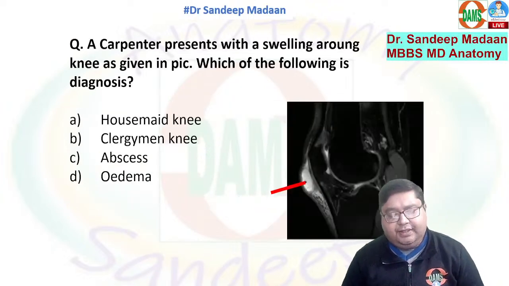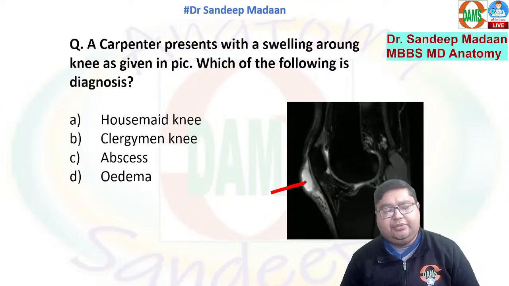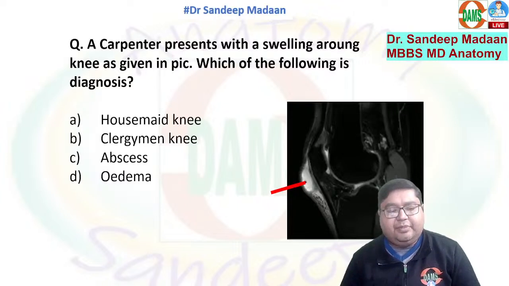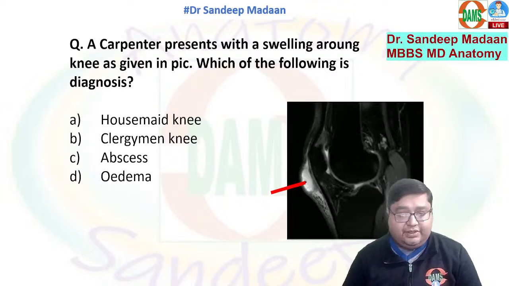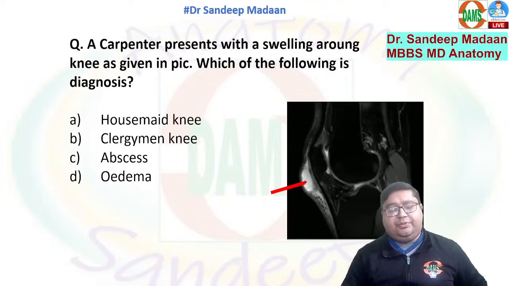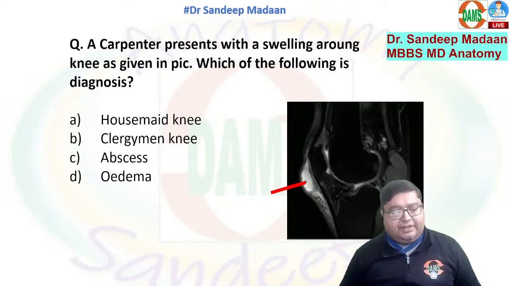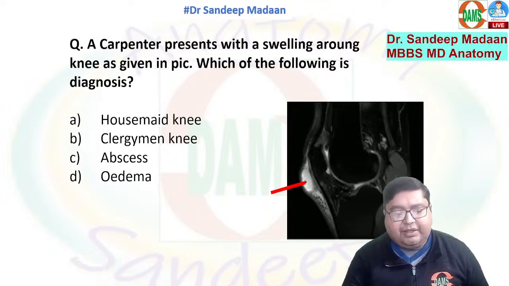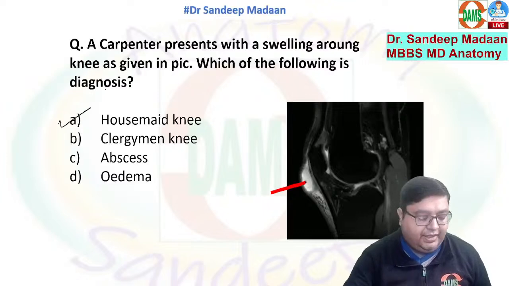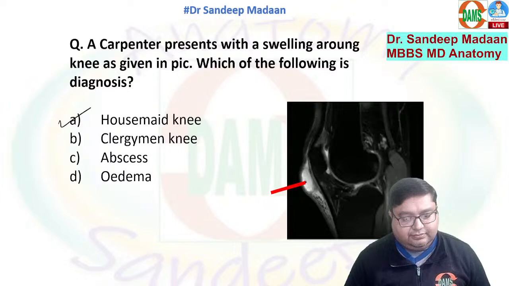Now here I couldn't get the complete picture, but whatever I could get was this. The student said that carpenter word was there. Carpenter present with the swelling around the knee, and some bursa was inflamed. And some students are saying the picture was given, some students are saying the picture was not given, only the language was there. If the bursa was given in this manner, it is a pre-patellar bursa, then my answer will be housemaid's knee. What is your take? Was pre-patellar bursa given?